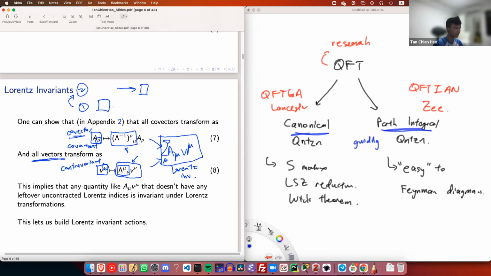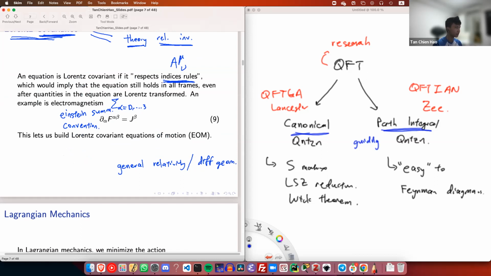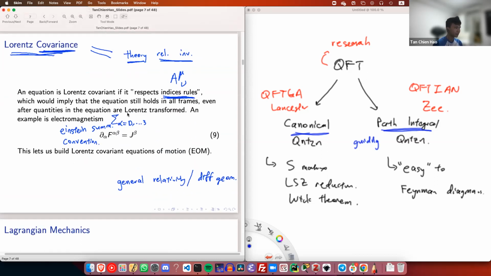So you can build Lorentz invariant quantities just by looking at the indices. We don't really need to deal with all the Lorentz transformations individually. In classical field theory, just looking at the index is enough information to tell us how quantities transform under Lorentz transformations, and by extension, whether an equation is Lorentz covariant or whether a quantity is Lorentz invariant.